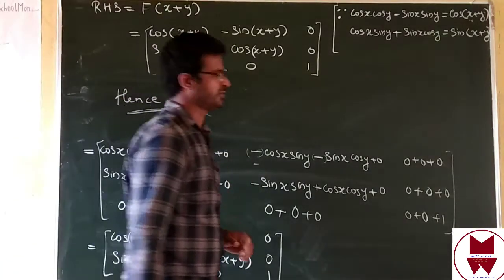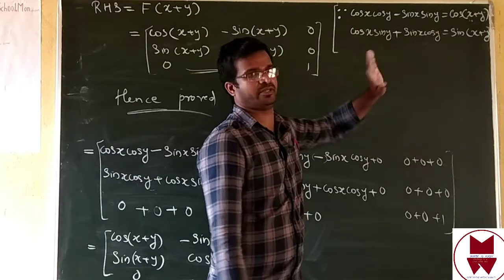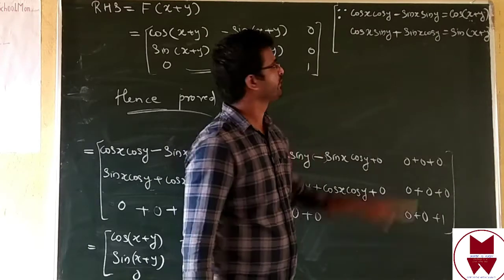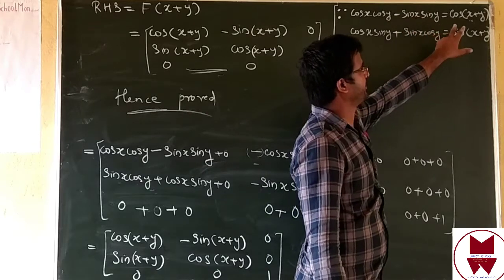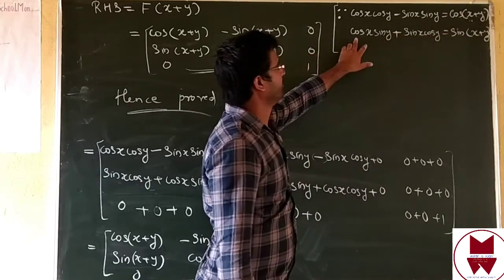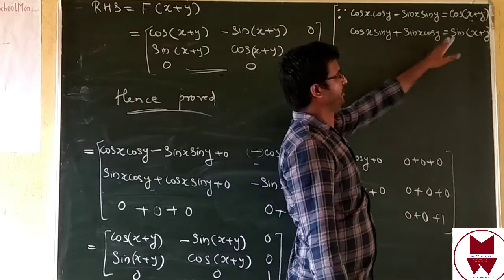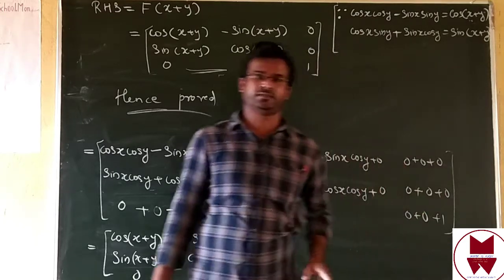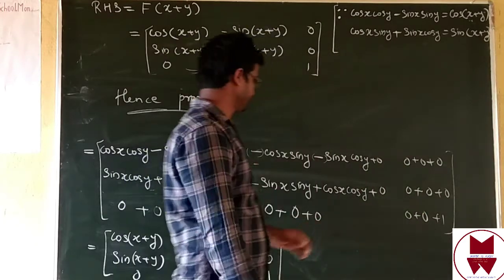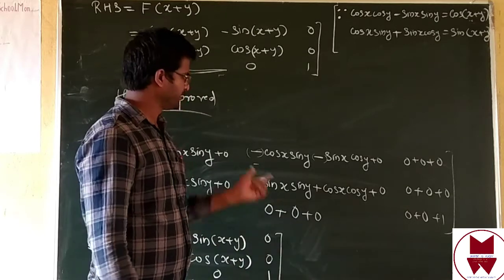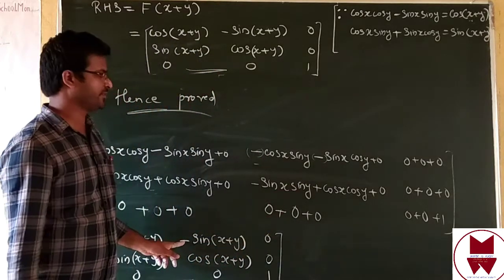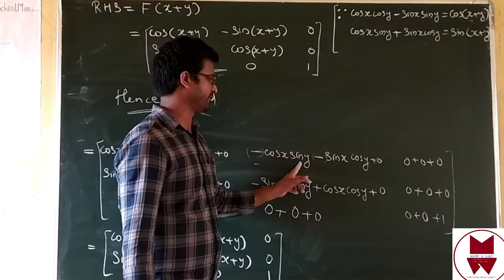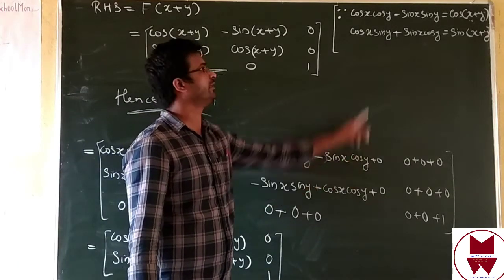For this question, we have to study these two formulas. First study that one: cos x cos y minus sin x sin y equals cos of x plus y. Then cos x sin y plus sin x cos y equals sin of x plus y. First study those two formulas, then do it. Only those two formulas we will use, so don't make any confusion here. This minus I took outside first, then you will get cos x sin y plus sin x cos y. That is the second.